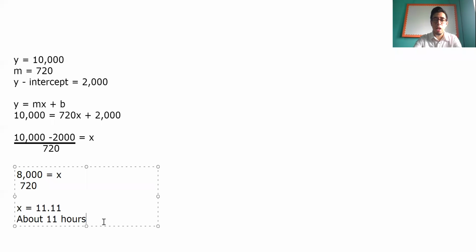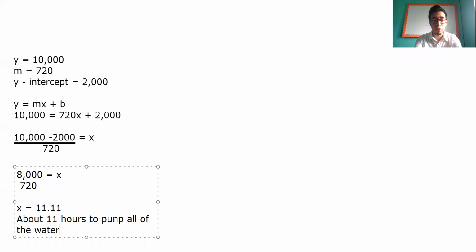It's going to take about 11 hours to completely pump the water out, okay? To pump all the water into the tanker. About 11 hours to pump all of the water into the tanker. Okay, and you can see the graph. You have it at the right part.